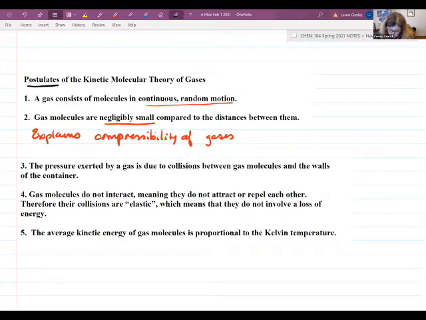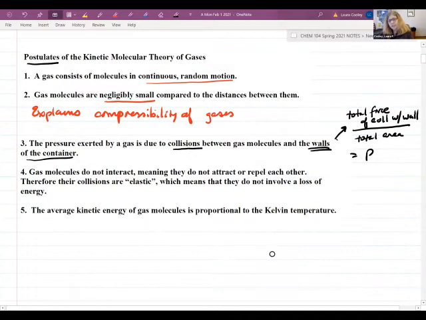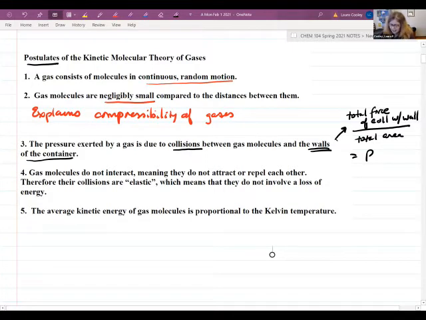The pressure exerted by a gas is due to collisions between the molecules, and also importantly the collisions of those molecules with the walls of the container. In the kinetic theory, if you were to work with this, you would take the total force of the collisions with the walls and divide it by the total area. That would give you the pressure. But we're not going to do that in this class. If you like that kind of stuff, you can take PChem and we'll do it there.